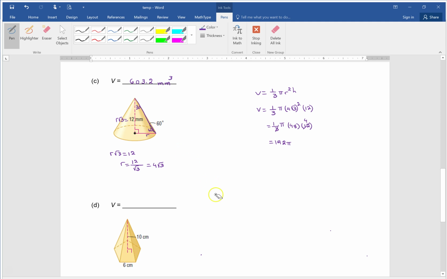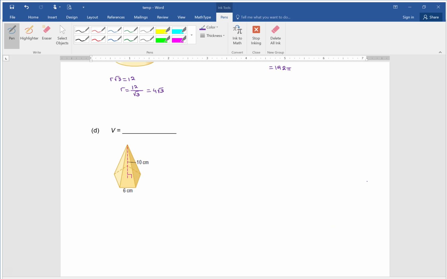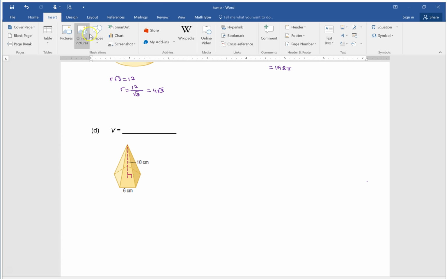Okay. The last one is a pyramid. And what shape is the base of the pyramid? It's a pentagon. So why don't we draw the pentagon here?